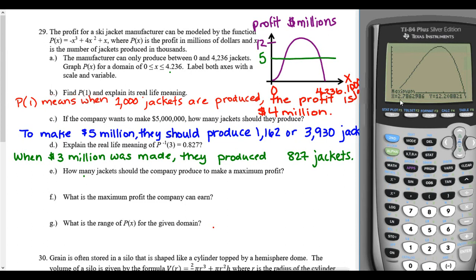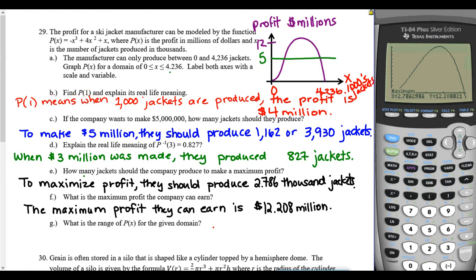So this is 2,786 jackets, and this Y value means the profit is $12.208 million. So I'm going to answer both question E and F with this 1 point.